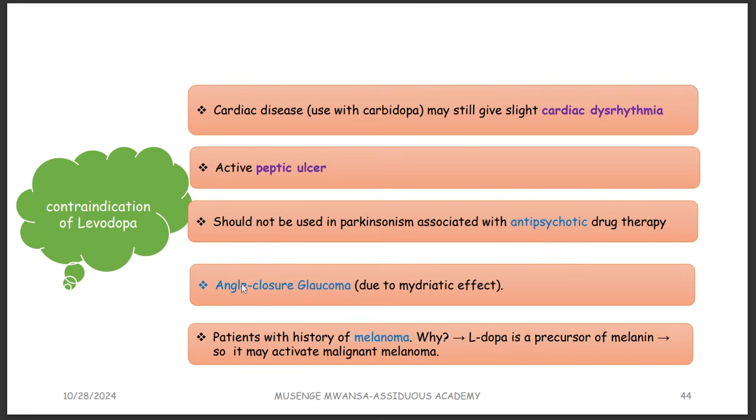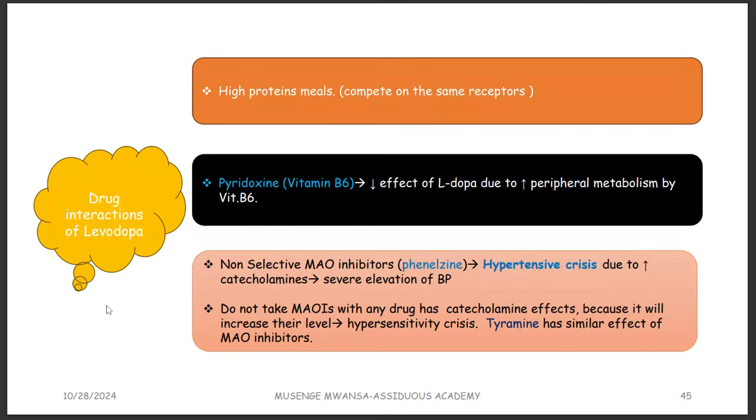And also someone that has got angle-closure glaucoma, don't give it because of mydriasis. And also someone with melanoma. L-dopa, besides being a precursor for dopamine, is also a precursor for melanin. So if someone has melanoma, it can activate the malignant melanoma, and that can worsen the condition. When you are giving this drug, don't give it to someone who is taking high protein meals, because they will compete on the uptake.